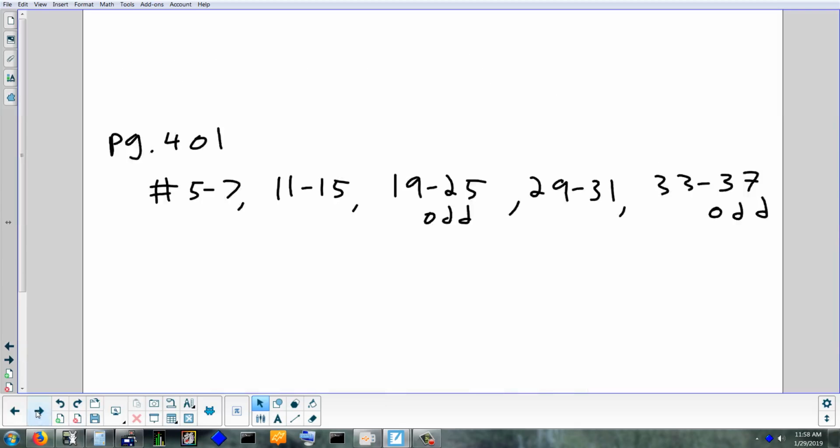All right, so homework tonight, it's just a bunch of different ranges. So 5 through 7, 11 through 15, 19 to 25 is just the odds. 29 to 31, that's all, and 33 to 37 is just the odds. So we'll look at that tomorrow, and that pretty much finishes up this topic. Okay, so we're done with solving trig equations for now.